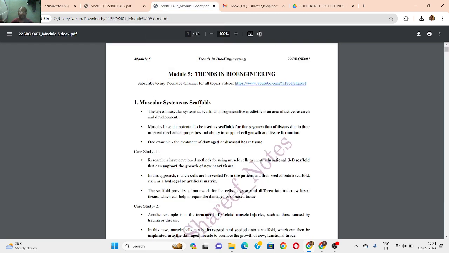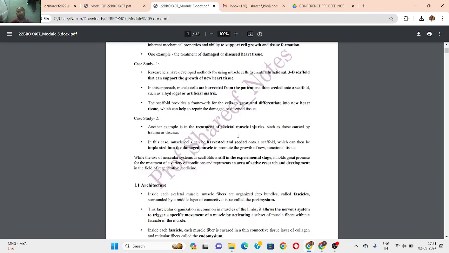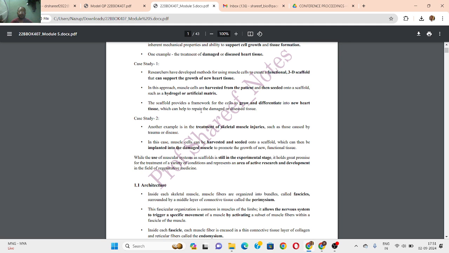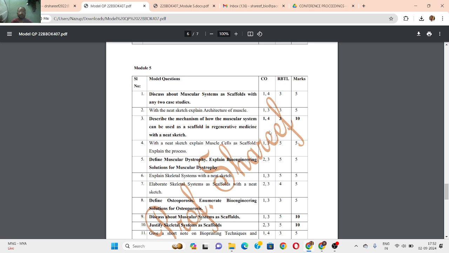So what you can do is start explaining what the muscular system is, and both the case studies you have to explain. So 1 mark will be there for discussing the muscular system, and both the case studies will have 2 marks each. See, 2 marks for these 3 points and 2 marks for these 3 points. Over. So next, with a neat sketch, explain the architecture of muscles.